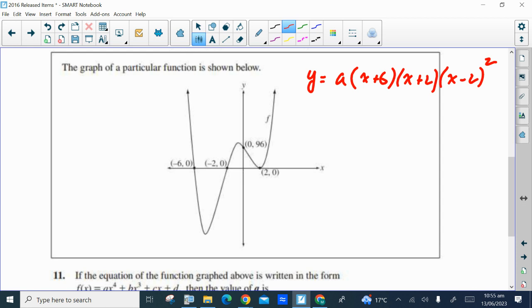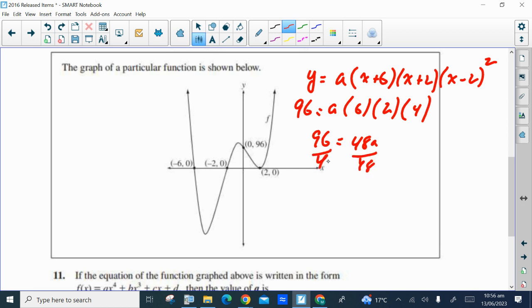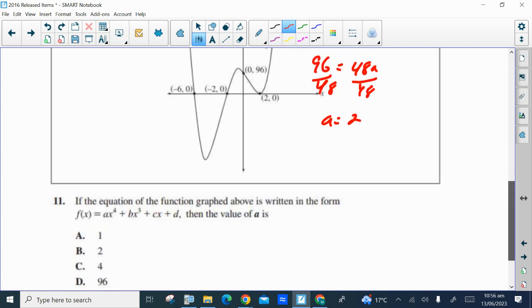We need to find out what a is, and that can be done using the y-intercept, which is 0, 96. Y is 96 when x equals 0. 0 take away 2 is negative 2, all squared is 4. So 96 will equal 48a, and dividing both sides by 48, a equals 2. So it doesn't matter whether it's in factored form or expanded form, it won't change the fact that that initial term coefficient will be positive 2. So B was the correct answer there.